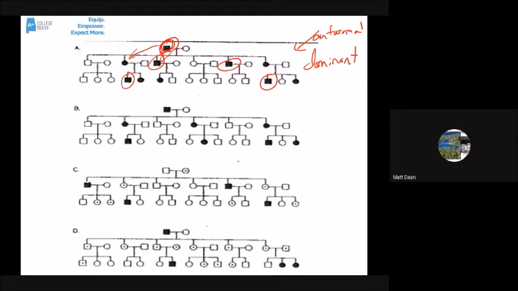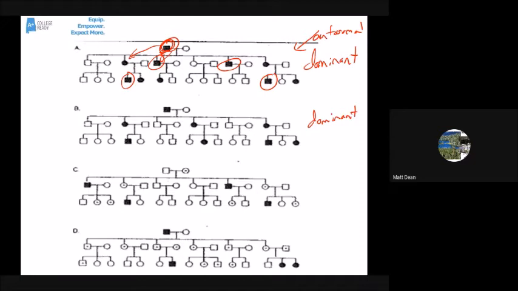Let's move on down to B. So again, first thing we're going to check on, does the trait skip generations? Do there seem to be any carriers? And our answer to both of those questions is no. So again, that hints to us this is probably dominant.